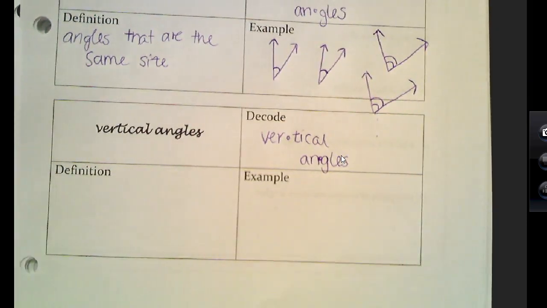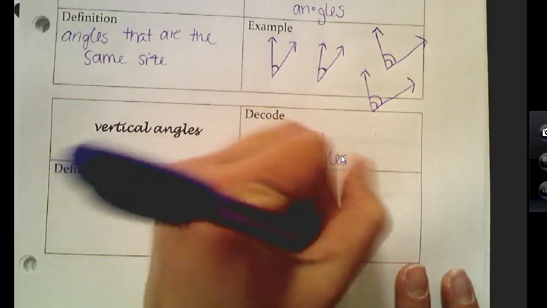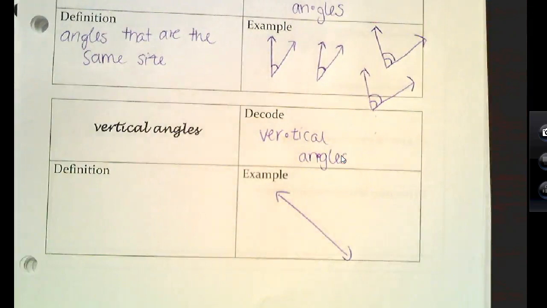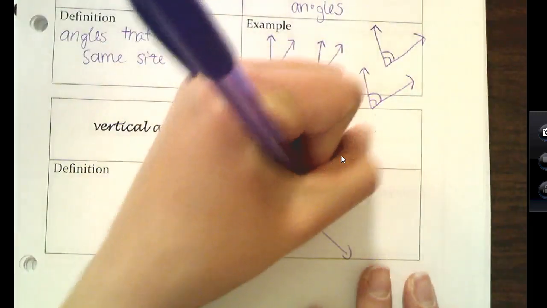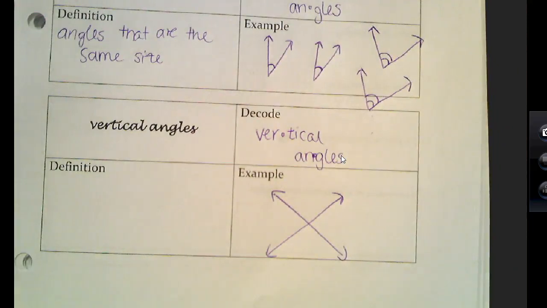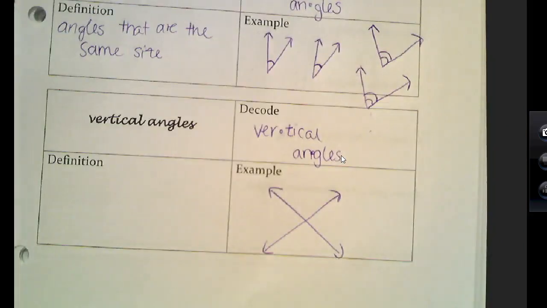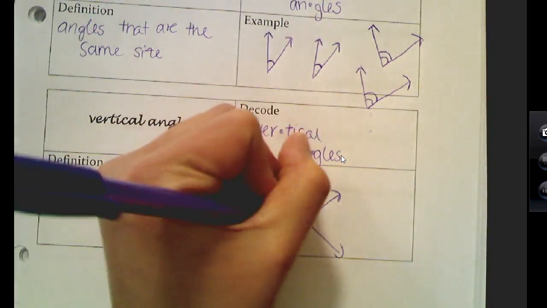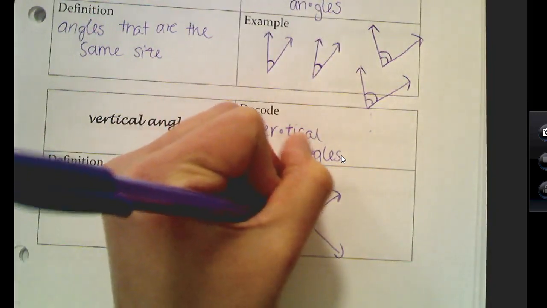And we're actually going to write our example before we do the definition. I want you to go ahead and draw this line like that. And then draw another line that's crisscrossing. Intersecting, good. I like the vocab. Vertical angles share a vertex. So this is the middle. Very good. The vertex is the middle.